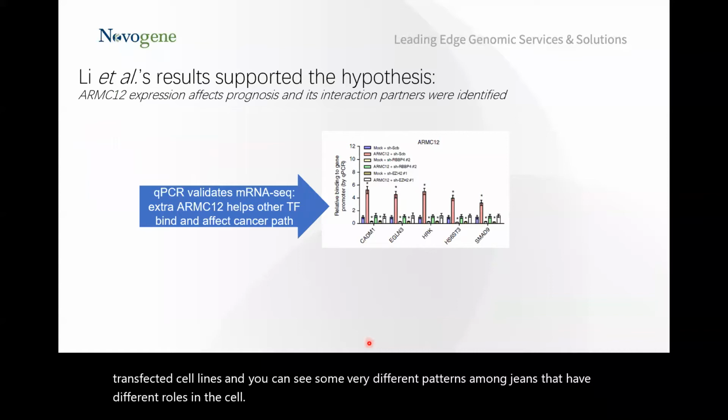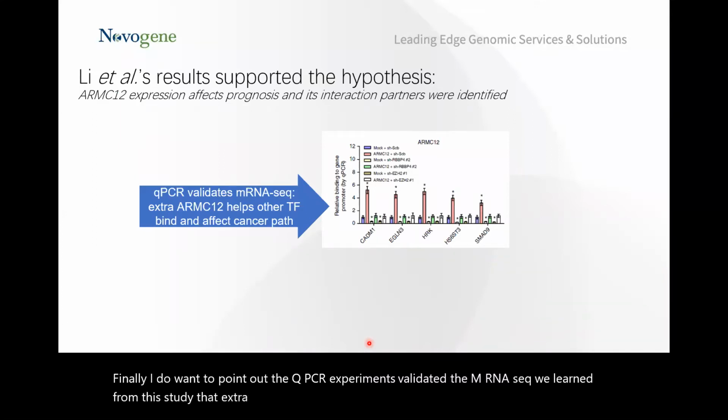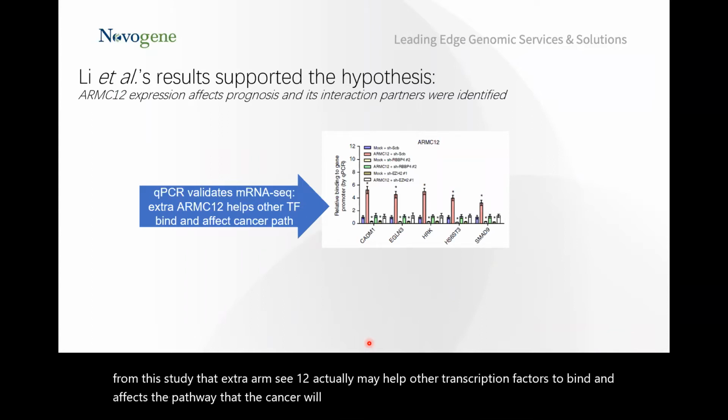Finally, I do want to point out the qPCR experiments validated the mRNA-Seq. We learned from this study that extra ARMC12 actually may help other transcription factors to bind and affects the pathway that the cancer will take in the patient.